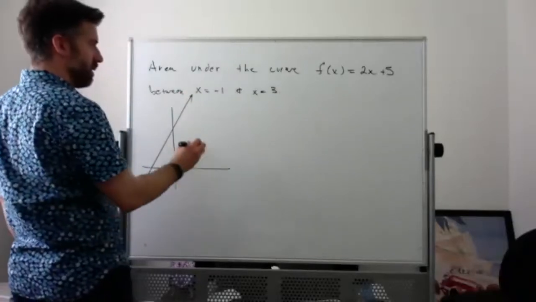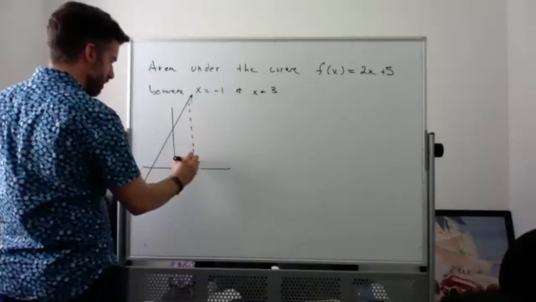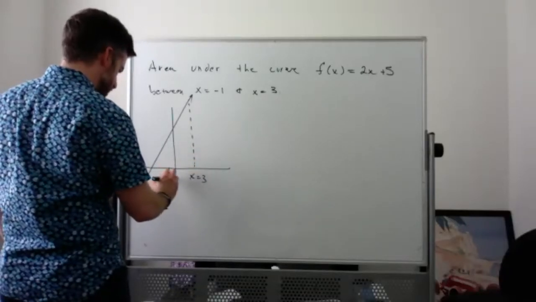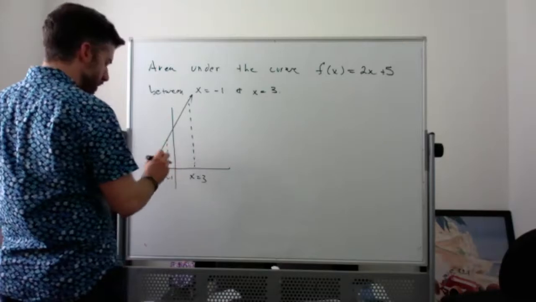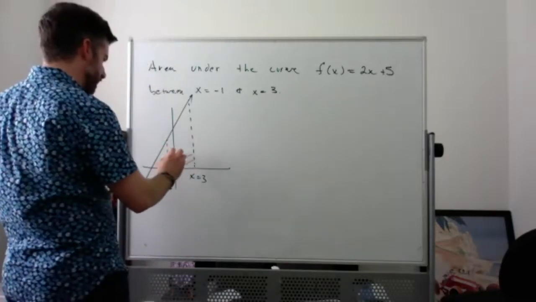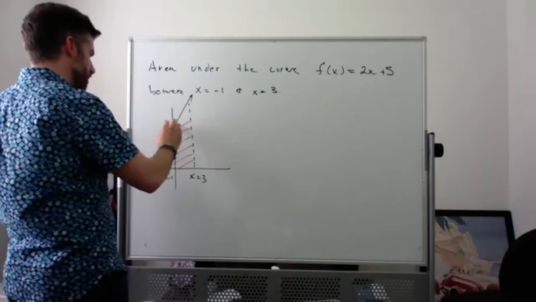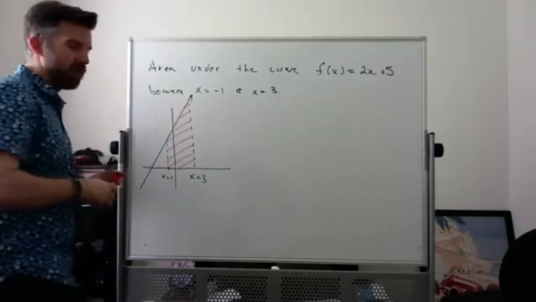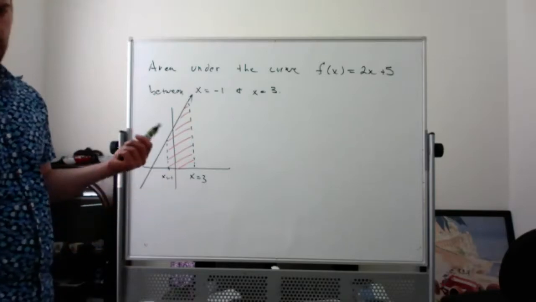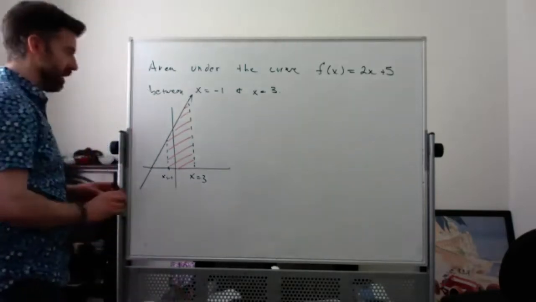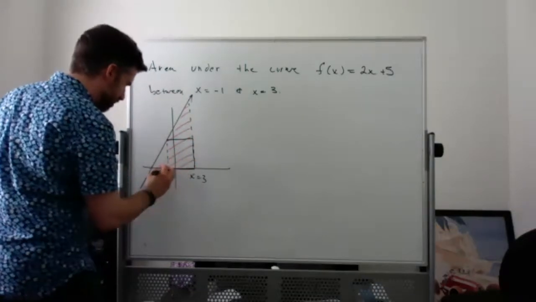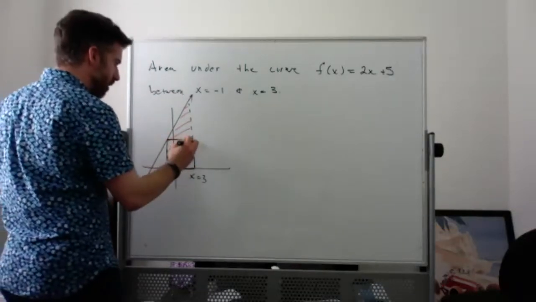Maybe I drew it too steep here. So let's say there's x equal to 3, and there's x equal to -1. I'm trying to find this area here. Although there is a formula for the area of a trapezoid, I don't remember it exactly, so I would just break this up into a rectangle and a triangle.